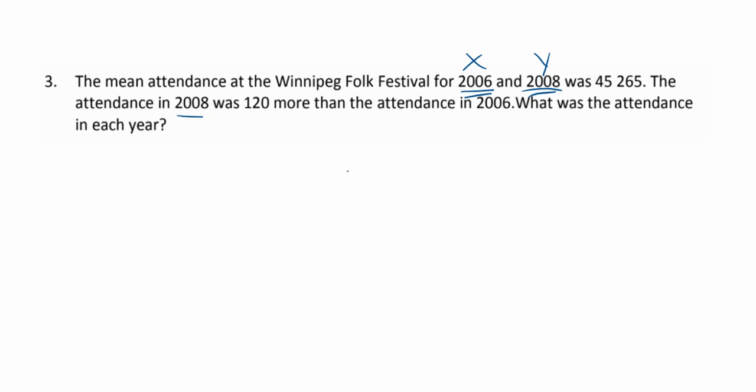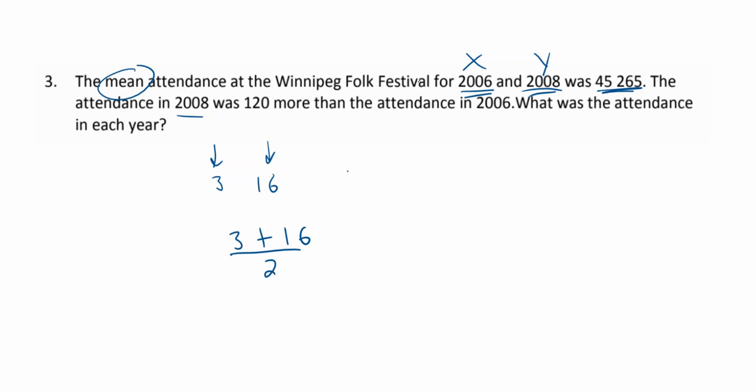All right. Now, this part might throw people off where it says the mean attendance at the Winnipeg Folk Festival for 2006 and 2008 was that. Well, the mean really just means the average, right? So let's just review how you find the average of something. If I want to find the average of, let's say, 3 and 16, well, you go 3 plus 16 and then divide by the number of numbers, right? So in this case, it's 2. So we divide by 2, right?